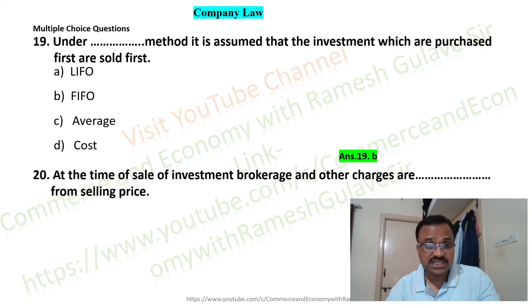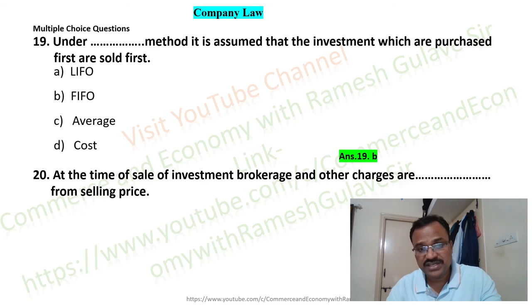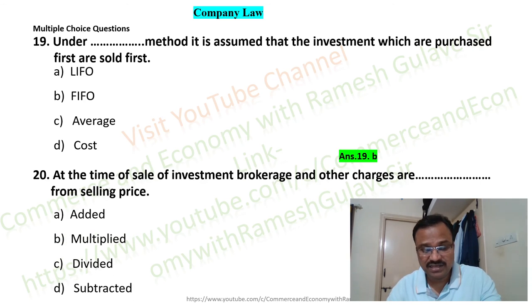Let us move on to the next question, and it says at the time of sale of investment, brokerage and other charges are dash from selling price. So as I told you in previous questions, when we sell the investment, we have to subtract the brokerage and other charges. Okay, so here option D is the right answer.